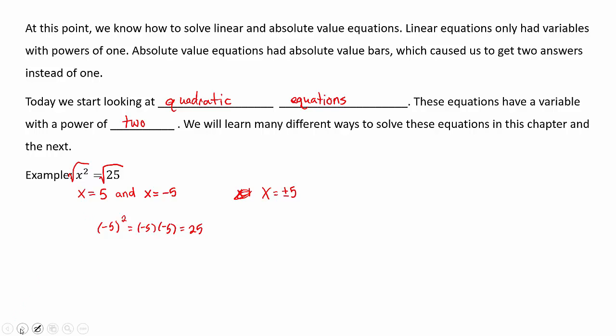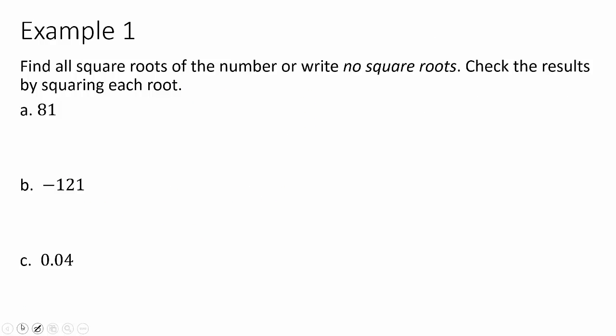So what we want to do now is, first let's make sure we understand the idea of square roots. We want to find all the square roots of the numbers that are given here, or we want to write that there aren't any. And we can check the results by squaring each root. So the square roots of 81 are any numbers that when it multiplies times itself, you get 81. So the obvious answer is 9. And the less obvious answer is negative 9, because when I do negative 9 times negative 9, I get positive 81.